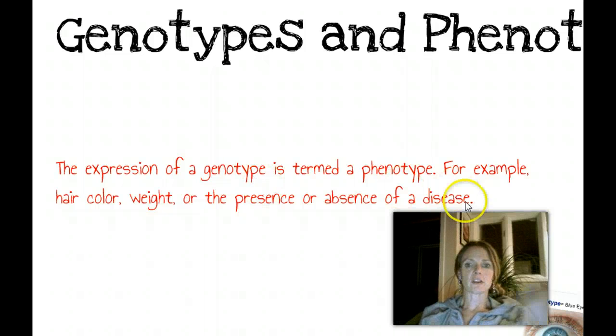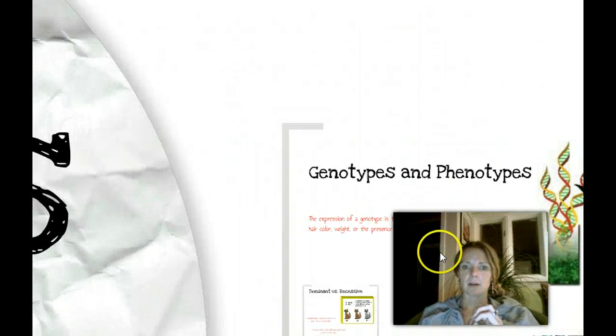Okay? So for example, the phenotype would be hair color, weight, or the presence or absence of a disease. Okay? The genotypes are the genes that code for that. So I want to kind of back out here a little bit.